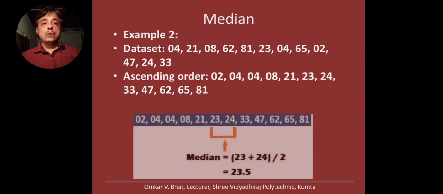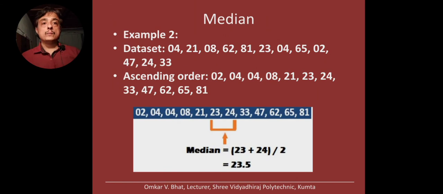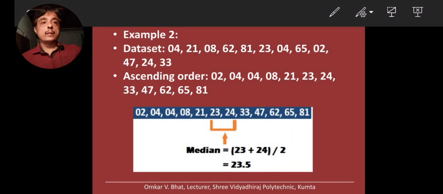Now there are two middle numbers. Which are those? 23 and 24. See, the middle numbers can be calculated once again by hiding leftmost data and rightmost data. So by hiding data like this, two data remain now at the center. You can see, two data remain, 23 and 24. Now you need to take mean of those two data.